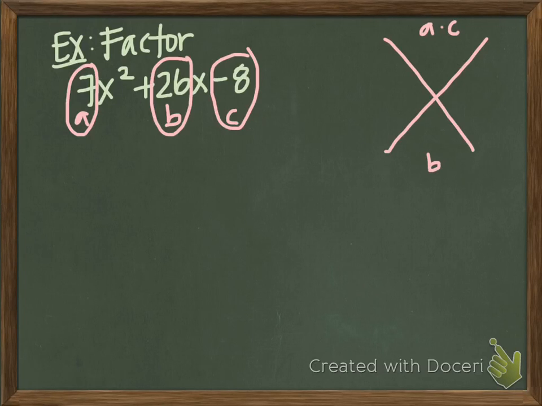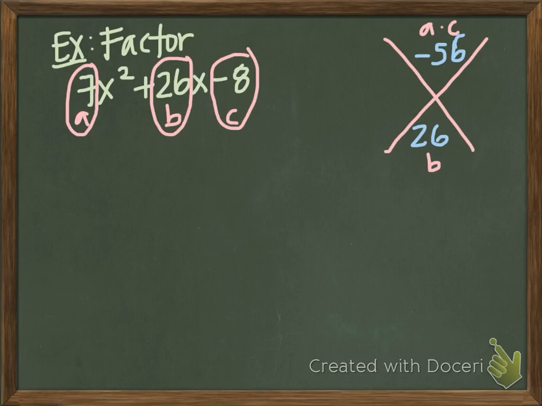A times C is 7 times negative 8, which is negative 56. And then my B is 26. So these are a little bit bigger numbers. For step 4, remember we're finding two numbers that multiply to make negative 56 and add to make 26.